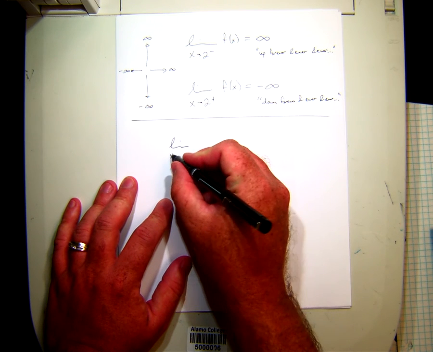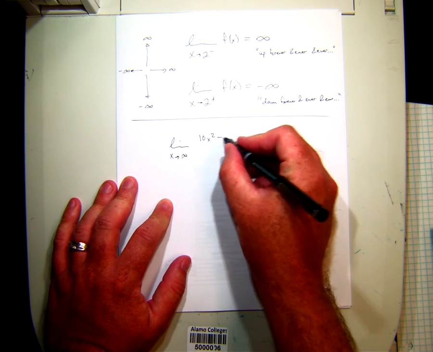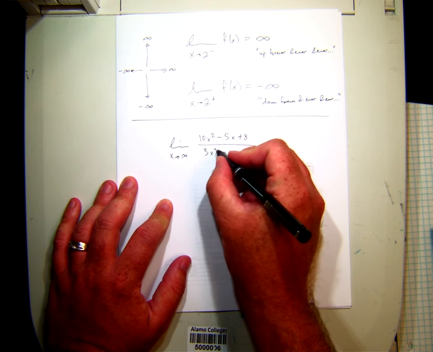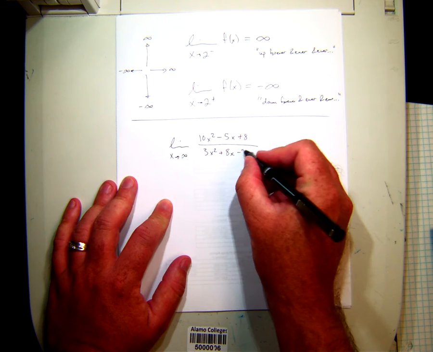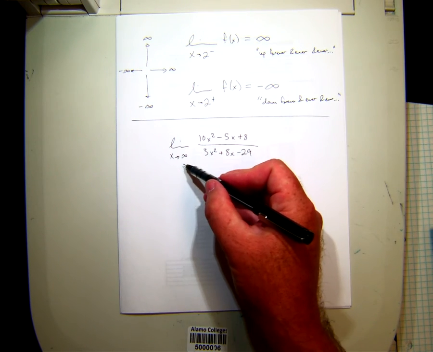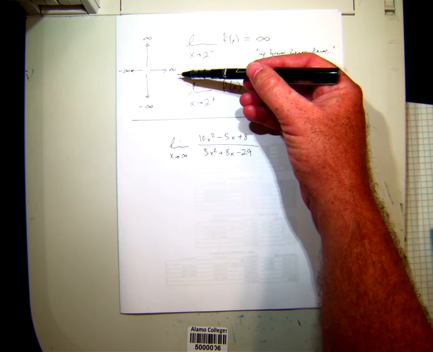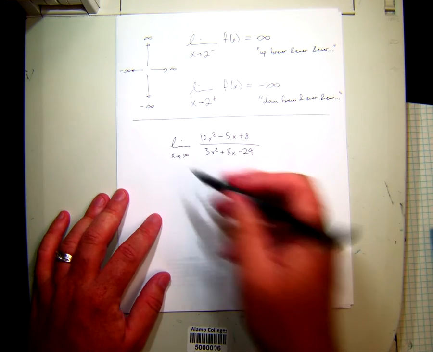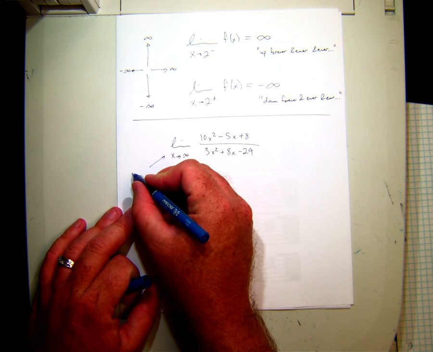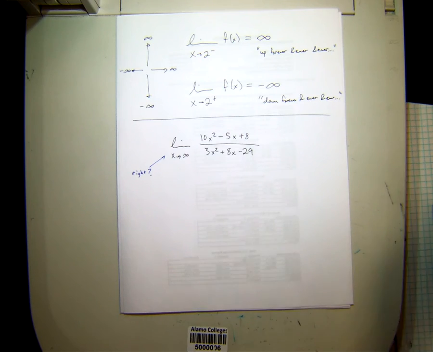Limit as x approaches infinity, 10x squared minus 5x plus 8 over 3x squared plus 8x minus 29. Now hold on. This says as x approaches infinity, but we just said if x is going to infinity, we're talking about all the way to the right. So what this question is really asking is, is this approaching a height all the way to the right? What happens to the function as it goes that way?